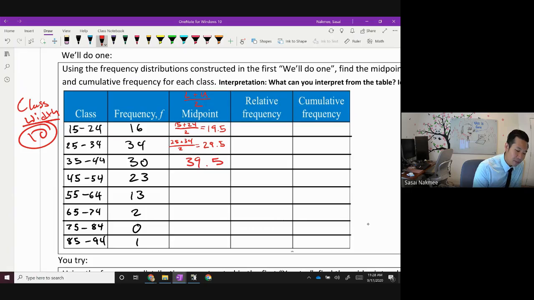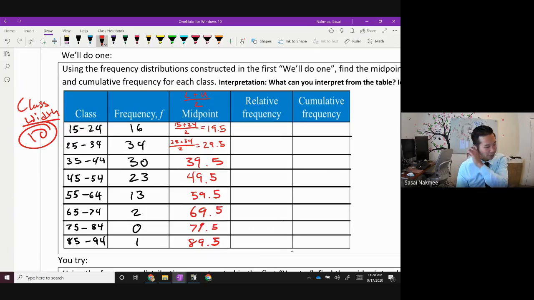39.5, 49.5, 59.5, 69.5, 79.5, and 89.5. So those are my midpoints.